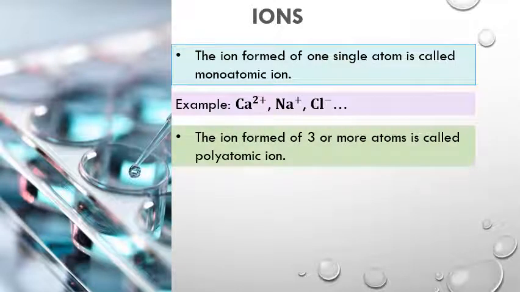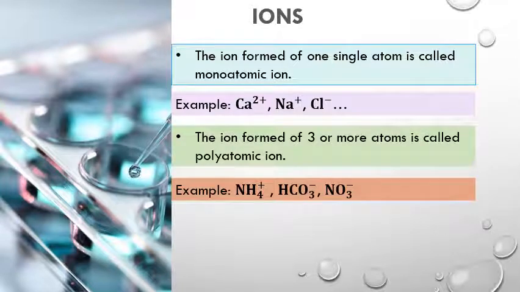An ion formed of three or more atoms is called a polyatomic ion, like here NH4 plus. Okay, I don't care about the charge. I look down, I have one nitrogen and I have 4 hydrogens. So 1 nitrogen plus 4 hydrogens, I have 5 atoms in total. So absolutely it is a polyatomic ion. The same goes for HCO3 minus, and the same goes for NO3 minus.